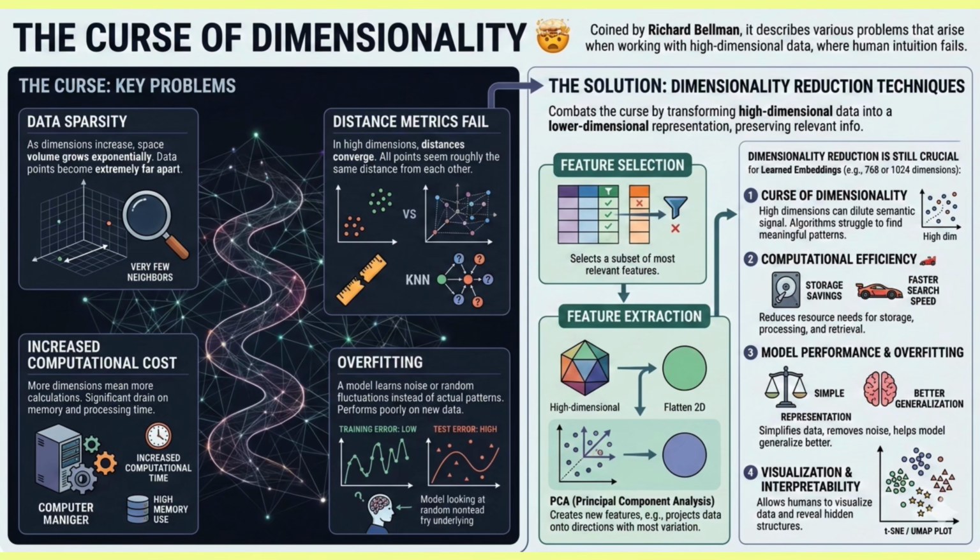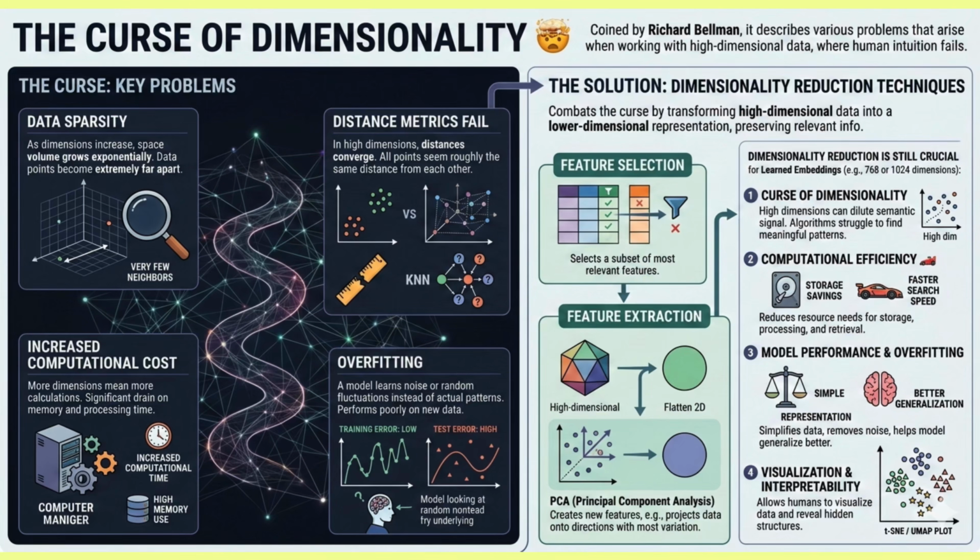Second, the computational efficiency. High-dimensional vectors require significant computational resources for storage, processing, and retrieval. This is a major concern for real-time applications and large-scale systems. A 1024-dimensional embedding requires 4 times the storage space of a 256-dimensional one. For a database with millions or billions of vectors, this difference is substantial.